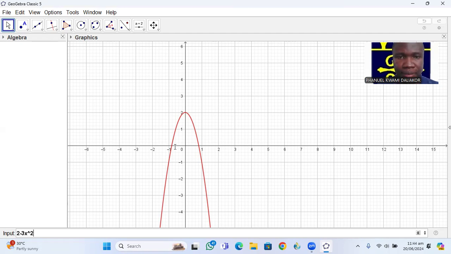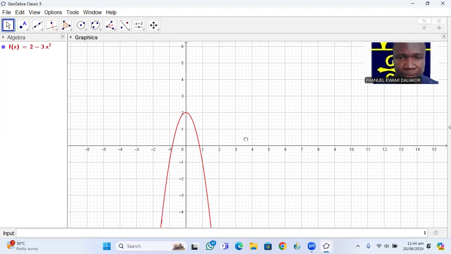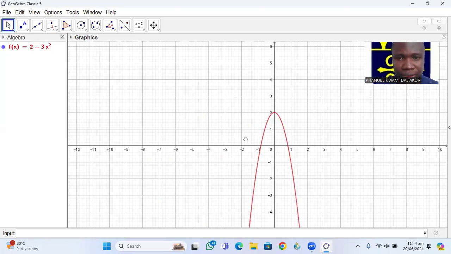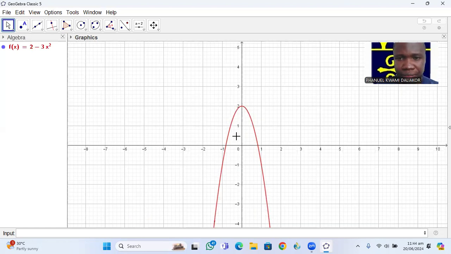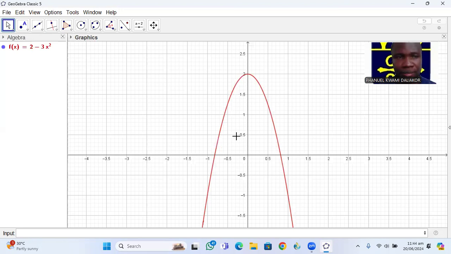I think it's loading. We have it here. So let me zoom it a little bit. So this is my function, 2 minus 3x squared. So first, let's try and enter an interval.